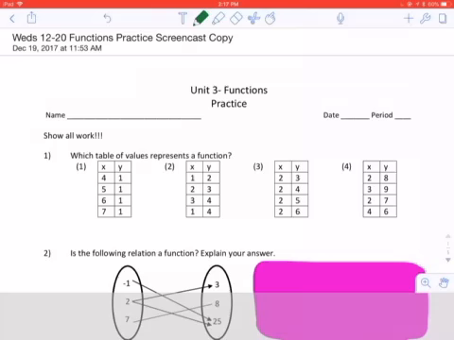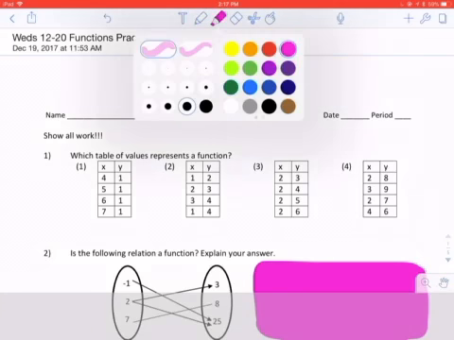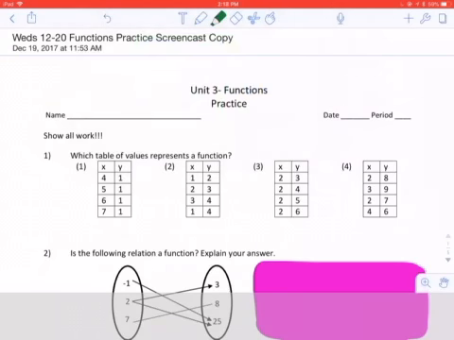Number one. The very minimum thing you have to know from this unit is what a function is. In order for something to be a function, each x must have only one y. So we can't have our x's repeat if we're looking at a table or a list of coordinate pairs. If I take a look at my first table, 4, 5, 6, 7, no repeating x's. My second table, 1, 2, 3, 1. There's a repeater. That is not a function.